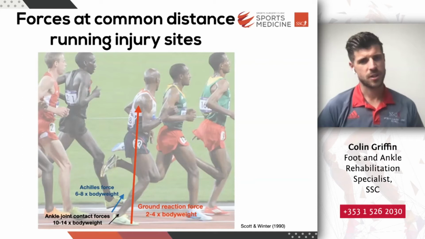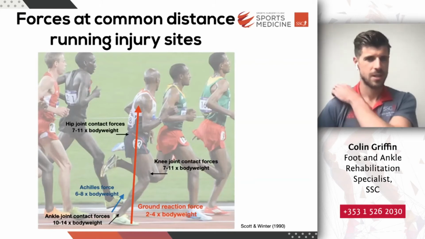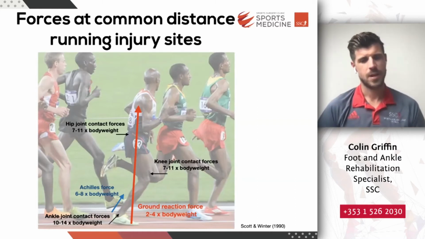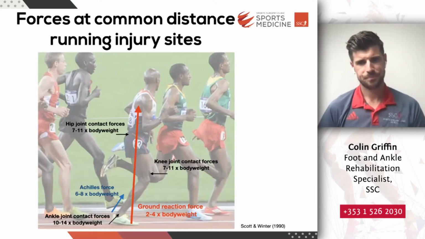So higher joint contact force at the ankle, a little bit less so at the knee, but still significant. So 7 to 11 times body weight. And at the hip, something similar, 7 to 11 times body weight. And again, at the hip joint, being a ball and socket joint, it's like a suction force. So again, it's important that the muscles of the lower leg and from the torso down are conditioned to be able to accommodate that efficiently.